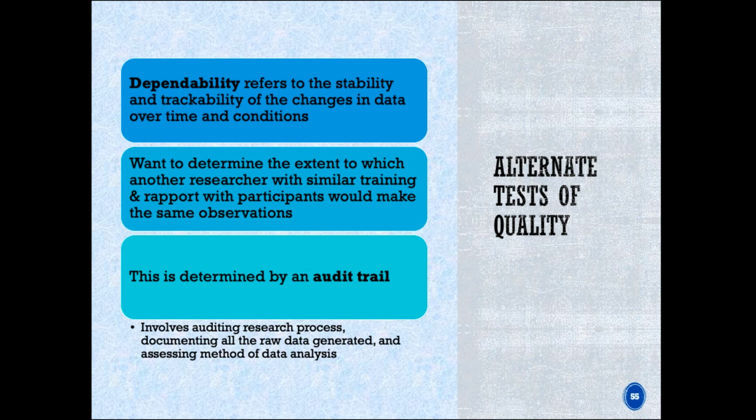Then we go to the second, dependability, which refers to the stability and trackability of the changes in the data over time and conditions. I want to determine the extent to which another researcher with similar training and rapport with participants would make the same observations. This is determined by an audit trail, involving auditing the research process, documenting all the raw data generated, and assessing the method of data analysis. So it means that if we give the scripts and data you gathered from the field to another similar researcher who is trained similarly to you, could he find similar findings or different? If the findings are similar, then we say that you have dependability or stability.